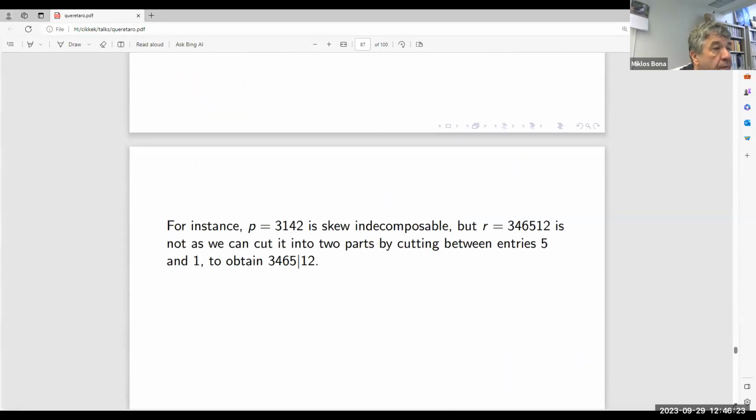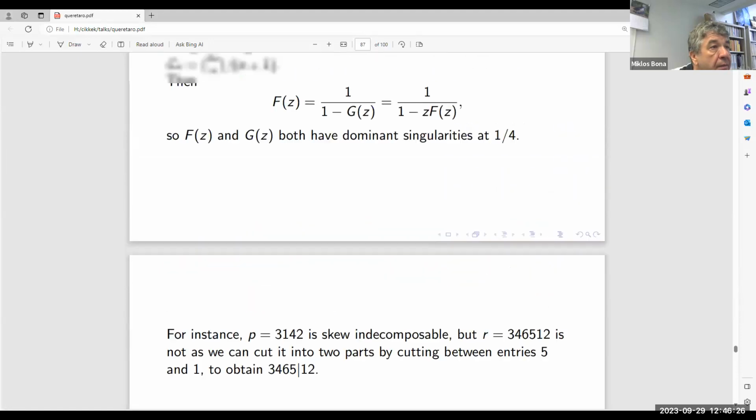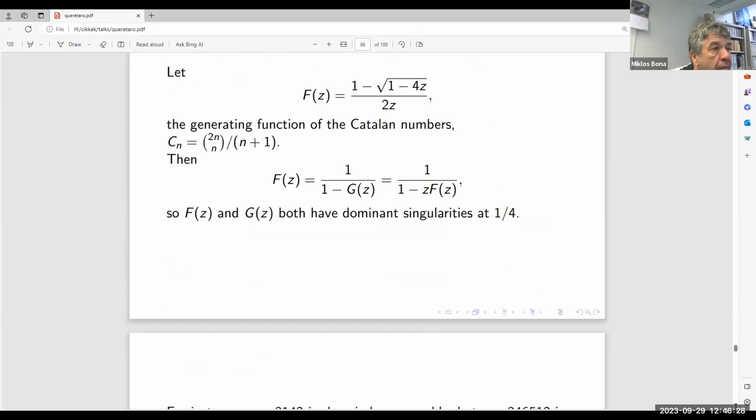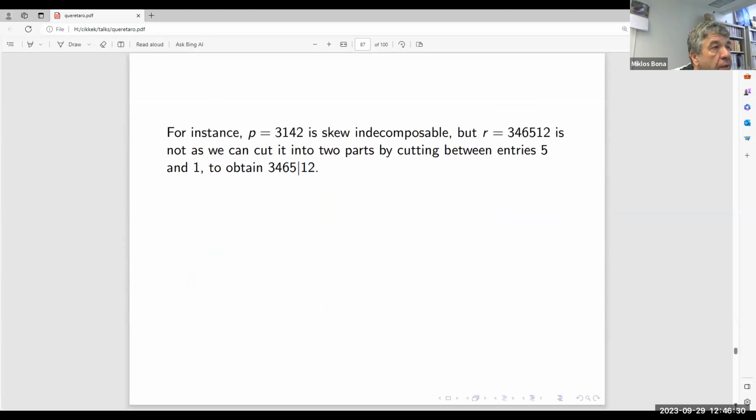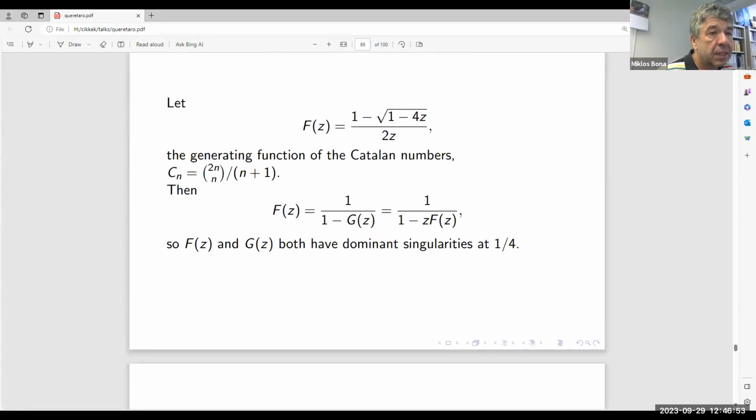Okay, so how does this come to my goal? So I will prove that for more permutations, the sequence of pattern avoiding permutations, avoiding that pattern, is not rational. That doesn't have a rational generating function. Sorry. So I define the notion of a skew indecomposable permutation. Sorry, somehow one slide is missing.